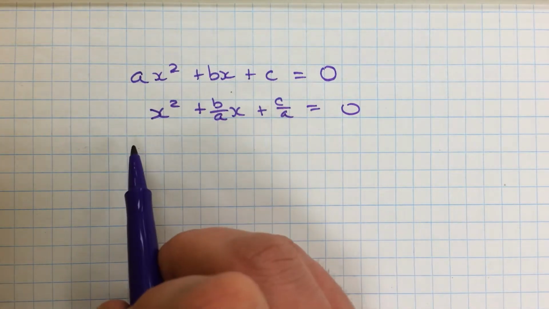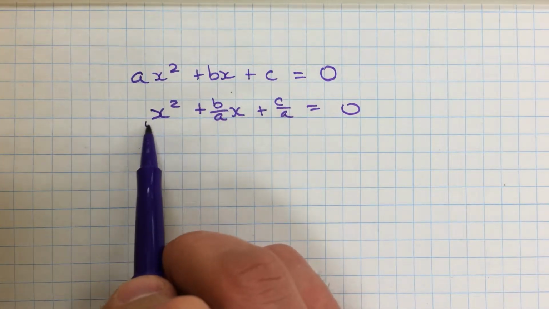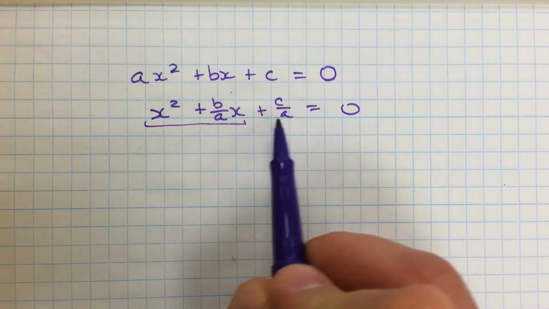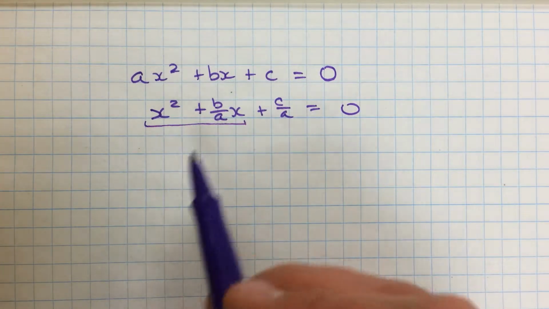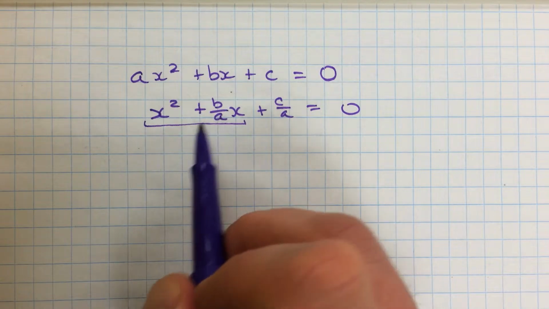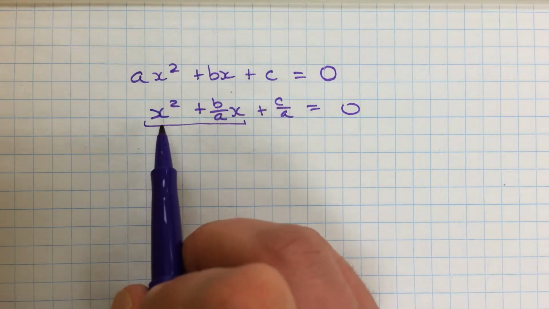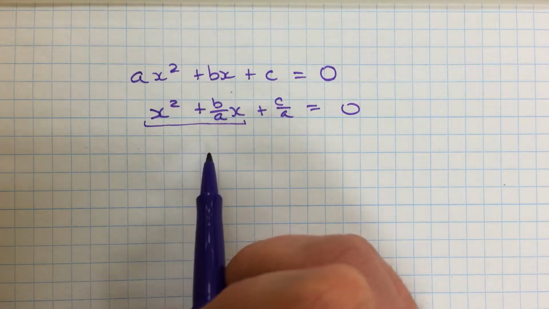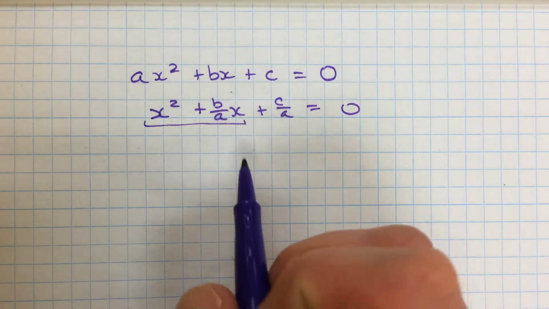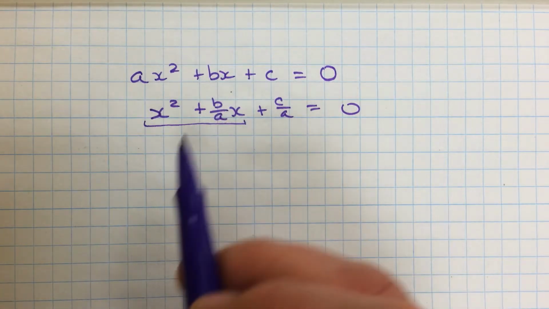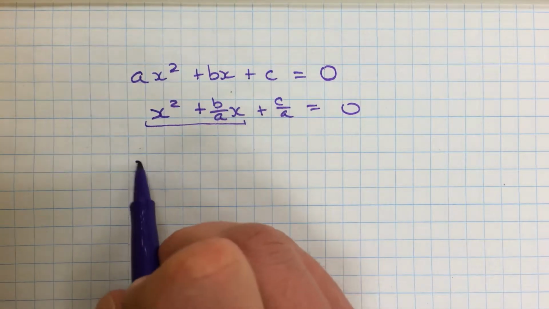Now I'm going to complete the square. So completing the square uses these two pieces right here. We're going to ignore the c over a bit. And what we're going to do, we're going to end up with an x plus or minus some number, and that whole thing will be squared. And we want this middle part to work out. So look back, if you like, at my video on completing the square.